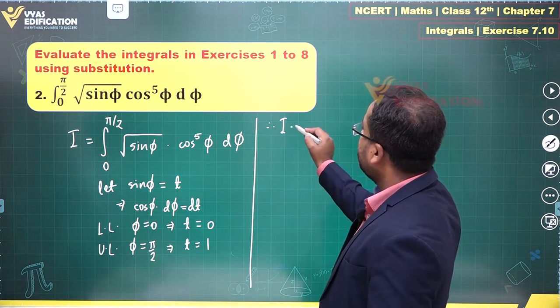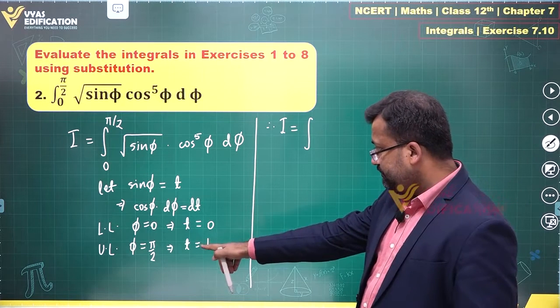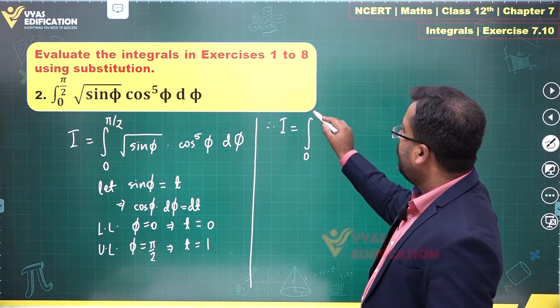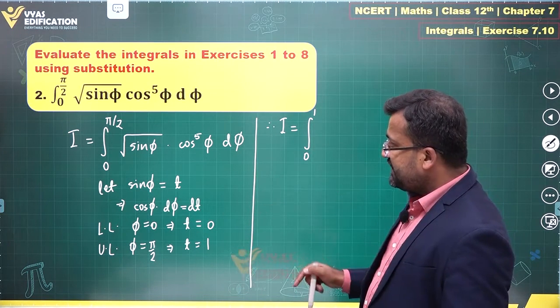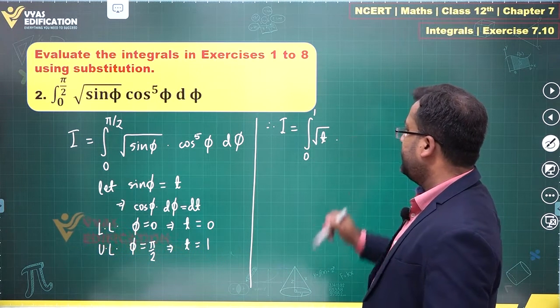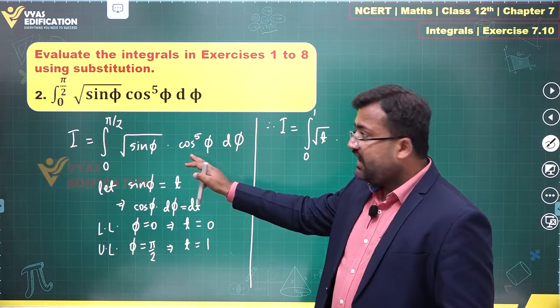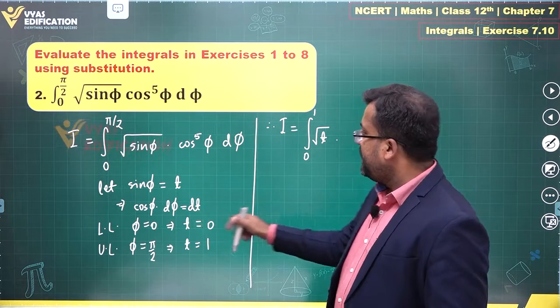Therefore, I becomes equal to what? This becomes equal to, from the lower limit 0 to 1, first of all I have under root of sine phi, which will be under root of t, times cos power 5 phi. One cos phi d phi will become dt.